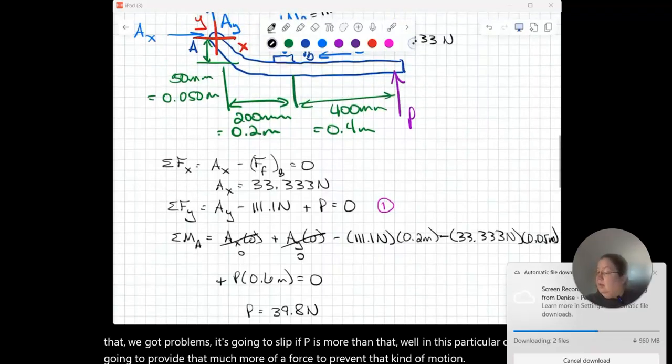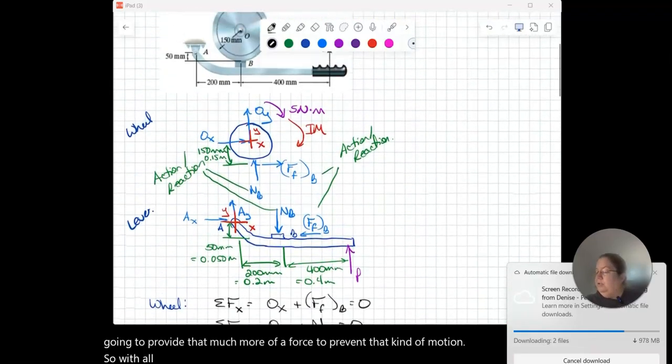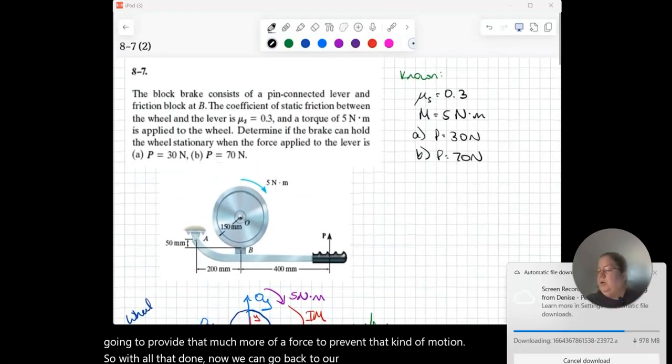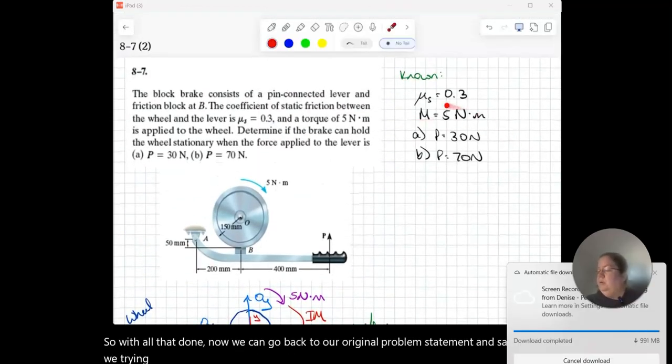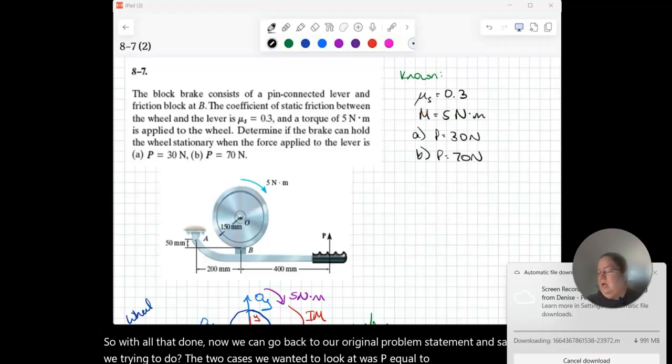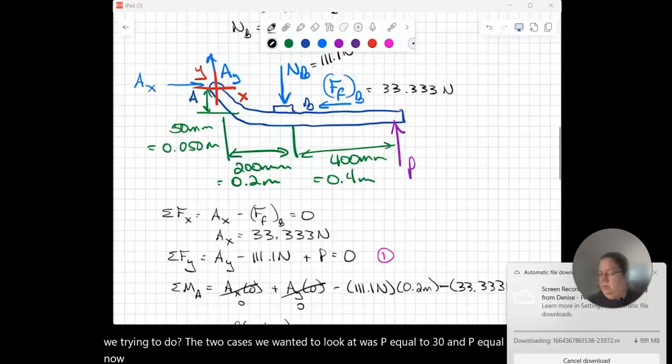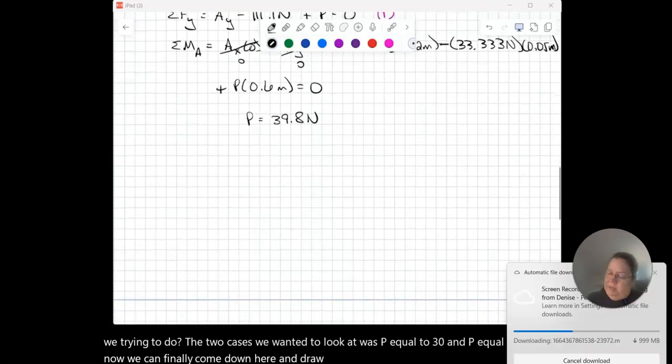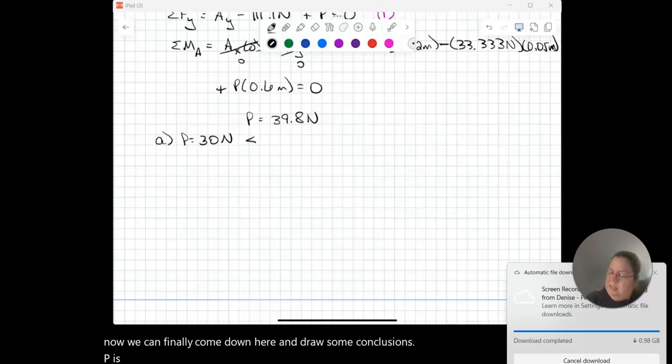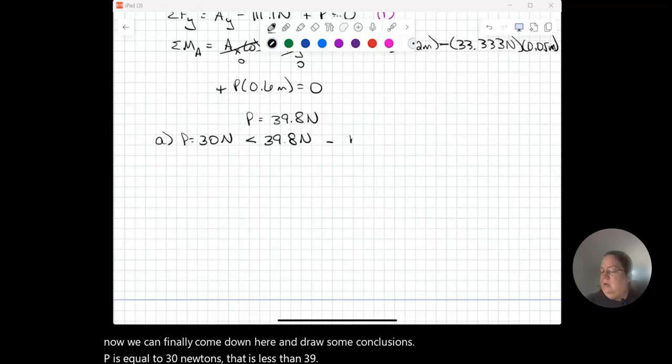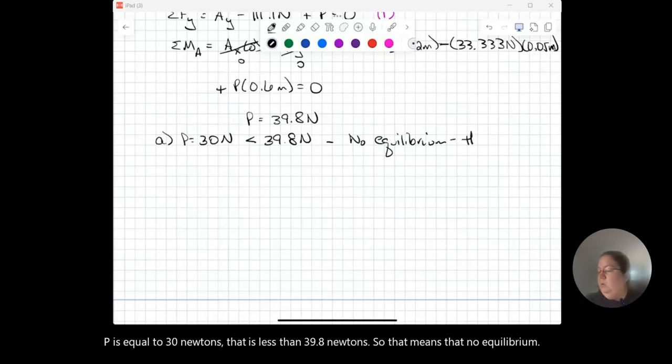So with all of that done, now we can go back to our original problem statement and say, what were we trying to do? The two cases we wanted to look at were P equal to 30 and P equal to 70. So now we can finally come down here and draw some conclusions. For case A, P is equal to 30 newtons. That is less than 39.8 newtons. So that means no equilibrium. The wheel will move.